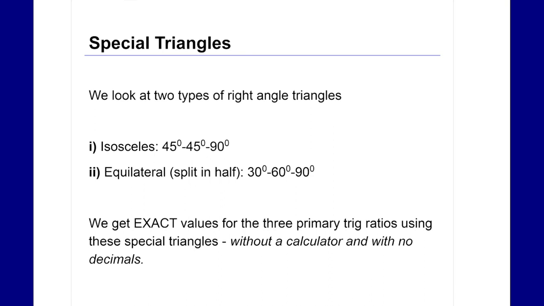Now the key reason we're looking at these two types of triangles is because we get exact values. We get exact values for the three primary trig ratios using these special triangles, and we can do it without a calculator and with no decimals. So we're getting exact values, and it's always going to be like that for these two scenarios.